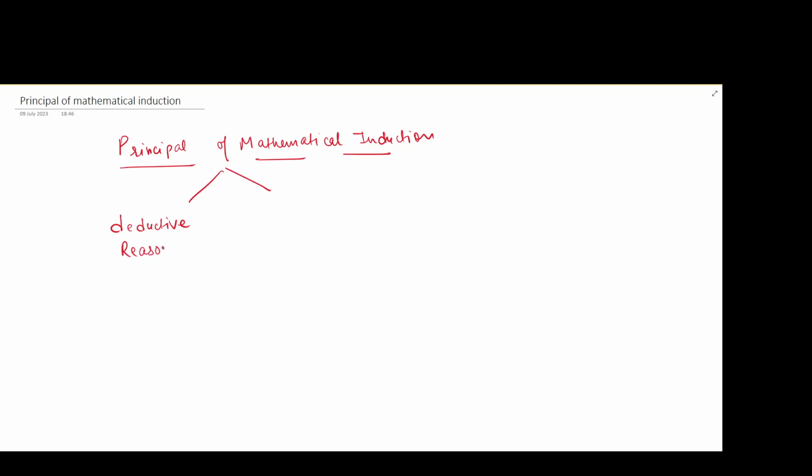Hello everyone. Today's topic is the principle of mathematical induction. The principle of mathematical induction is based on two types of reasoning: deductive reasoning and inductive reasoning.